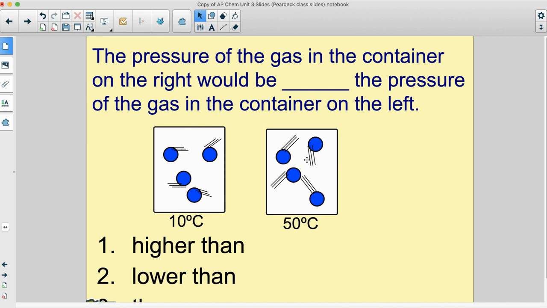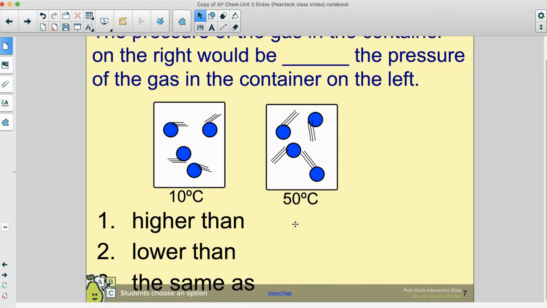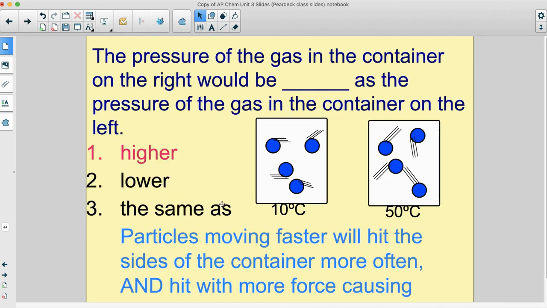Here we have, again, these lines indicate a faster speed for these particles. We have the same particles, one at 10 degrees C, the other at 50 degrees C. The ones on the right are moving faster. The pressure is going to be higher, right? If they move faster, they will hit each other and the sides of the container more often, and they will hit with more force.